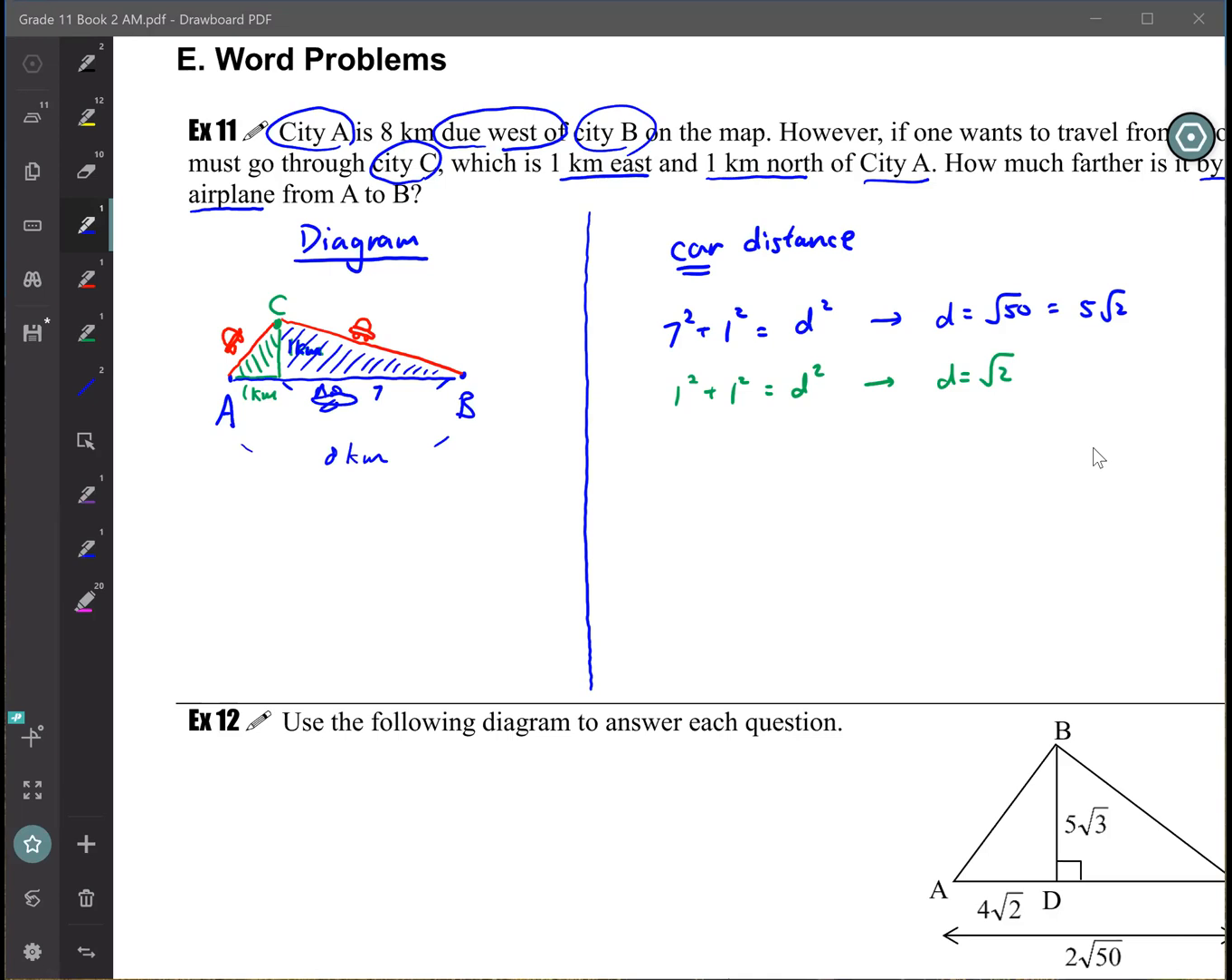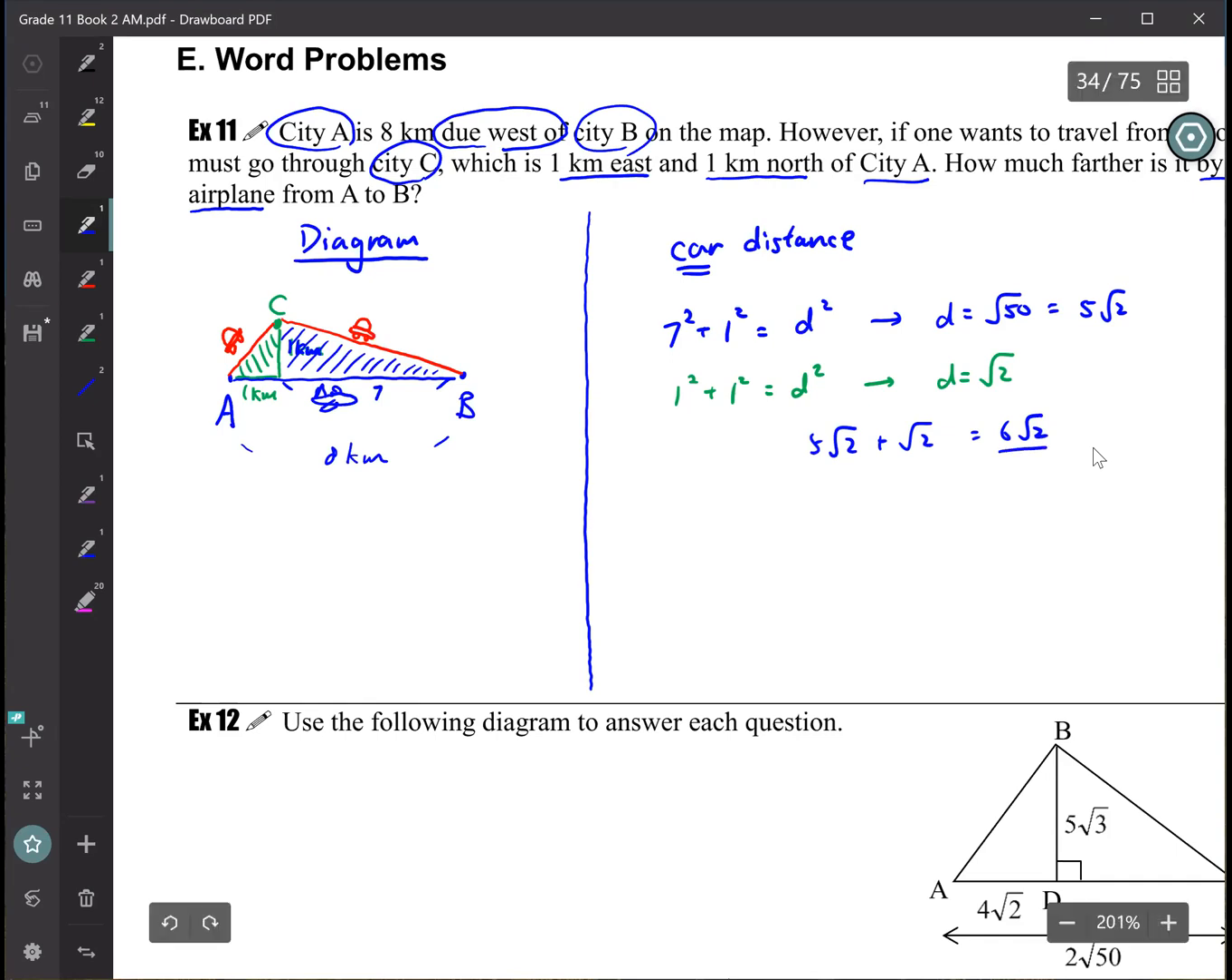So 5 root 2 plus root 2 gives you the total distance of 6 root 2. Okay, and Aaron, how are you doing? Did you get the answer for car distance? Yeah, I got 6 root 2. Right, 6 root 2 is the distance by a car. But now the question is asking how much farther. So what do we do now, Colin?